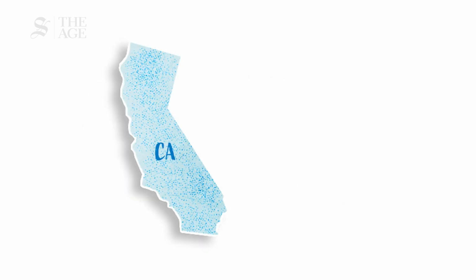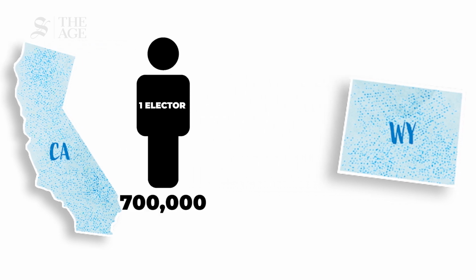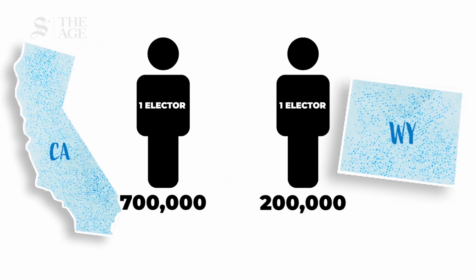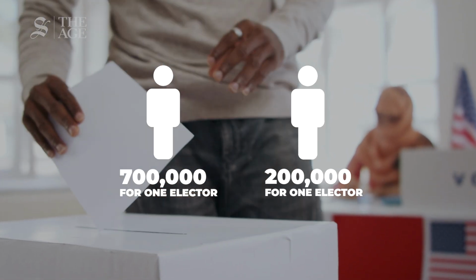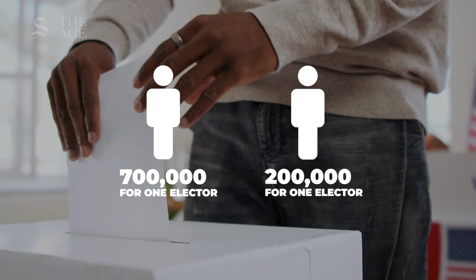Look at it this way. In California, it takes 700,000 people to do exactly the same job as just 200,000 people in Wyoming. As you can see, voters get a lot more bang for their buck in small states.